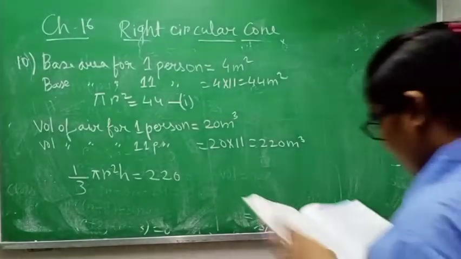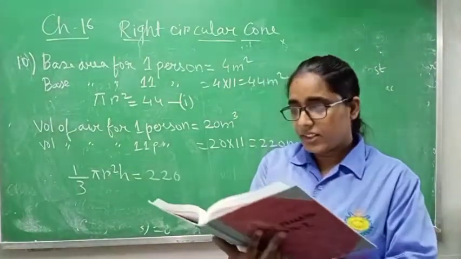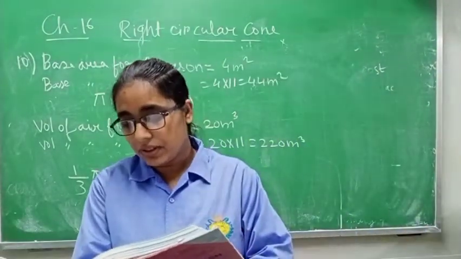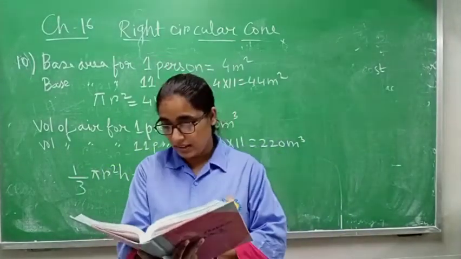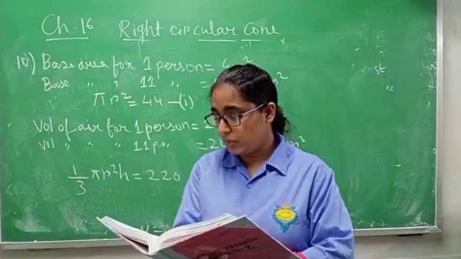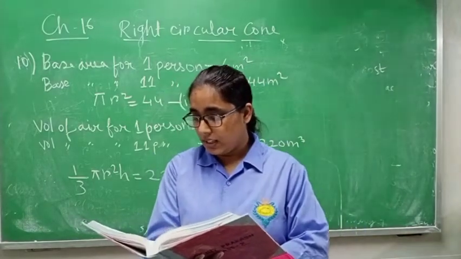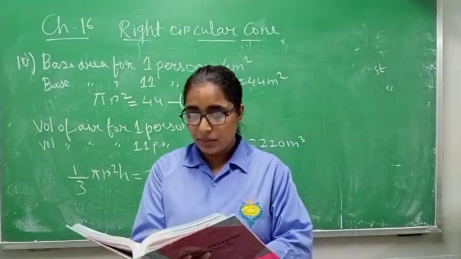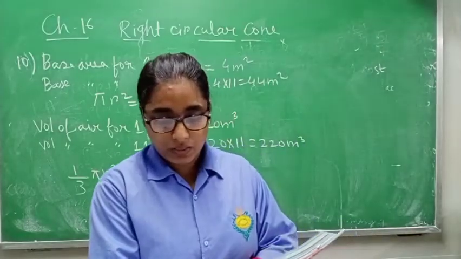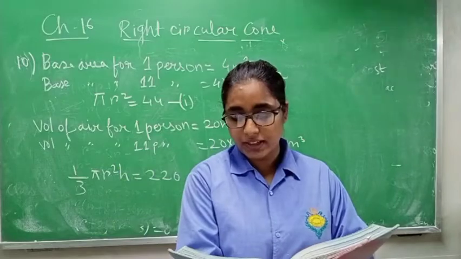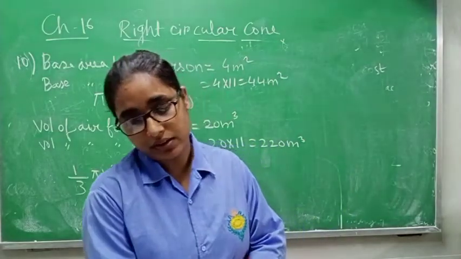Class 10, read question number 10. In a right circular conical tent, 11 persons can stay. Total 11 persons can stay. For each person, 4 meter square space in the base and 20 meter cube air are necessary. Let us determine the height of the tent put up exactly for 11 persons.